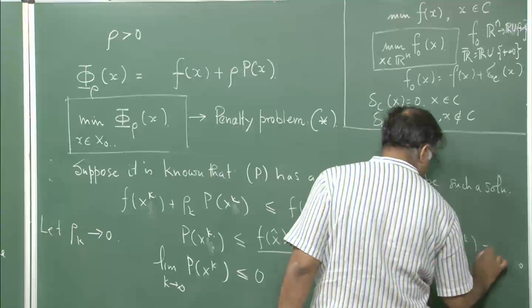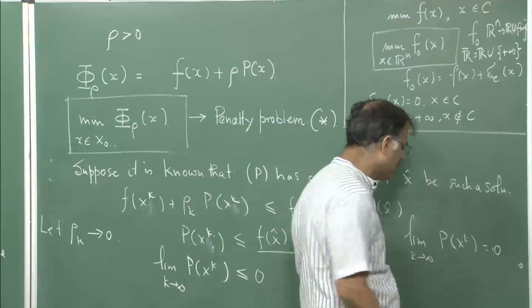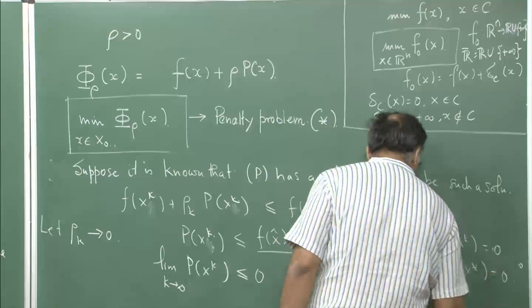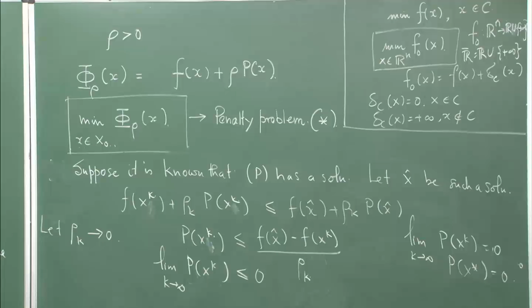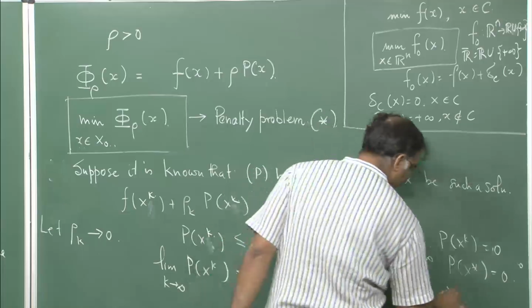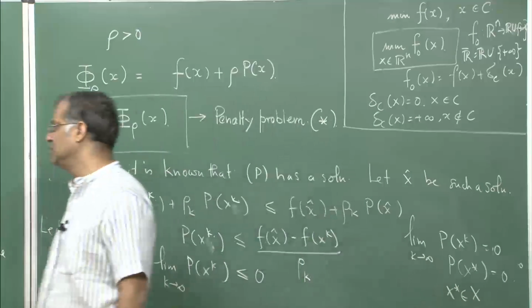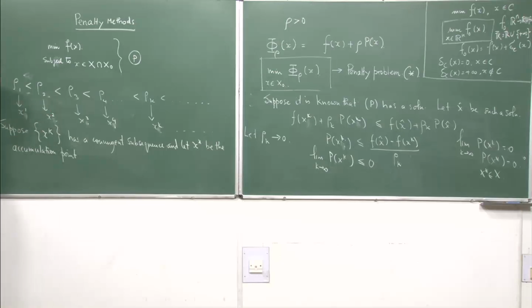So, finally, by the continuity of p I can push this limit inside to get p of x star is equal to 0. So, by definition p of x star is equal to 0 means x star must be in X. That is the definition. Definition is always if and only if. So, which means x star is in X.